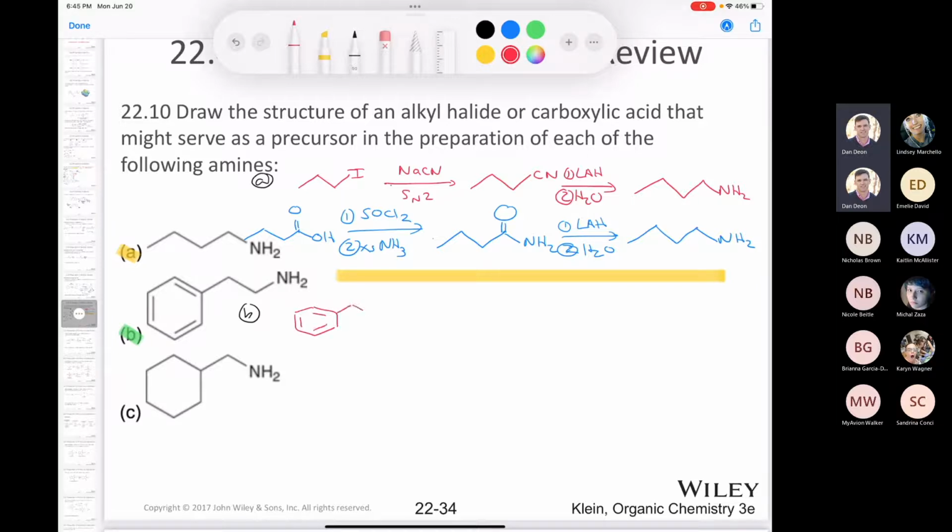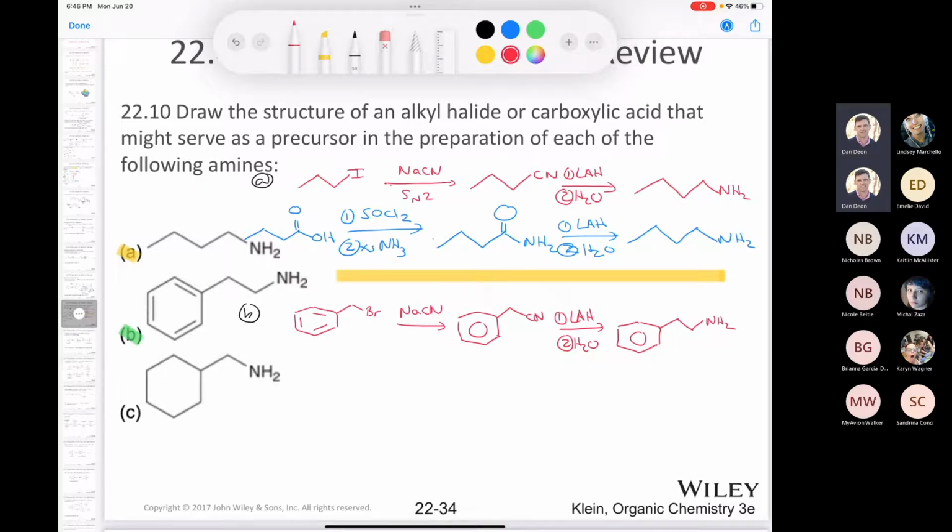It comes up all the time in organic chemistry. We treat that with sodium cyanide, and that would give us the nitrile. So there's the nitrile. Then we're going to reduce that with lithium aluminum hydride followed by water. And that is going to give us the desired primary amine. So 1, 2 carbons, and there's our primary amine.